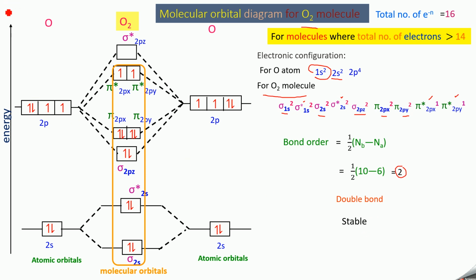Now you see the molecular orbitals where the electrons are filled. Here we have two unpaired electrons: pi star 2px with 1 electron and pi star 2py with 1 electron. Since the electrons are not paired up, they are unpaired, so we call this molecule paramagnetic. This oxygen molecule is paramagnetic because we have unpaired electrons in pi star 2px and pi star 2py. So this is about the molecular orbital diagram and its properties.